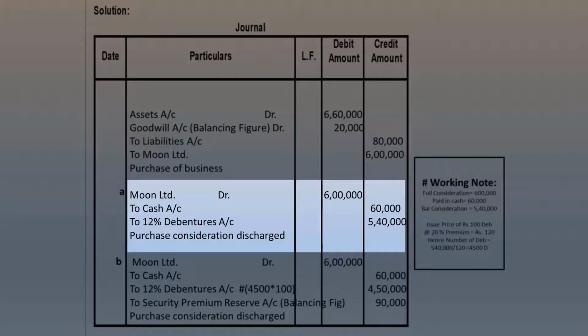The form of the entry, that is whether the cash settlement is a separate entry or a compound entry combined with the debenture issue, depends on the sequence of events listed in the problem.